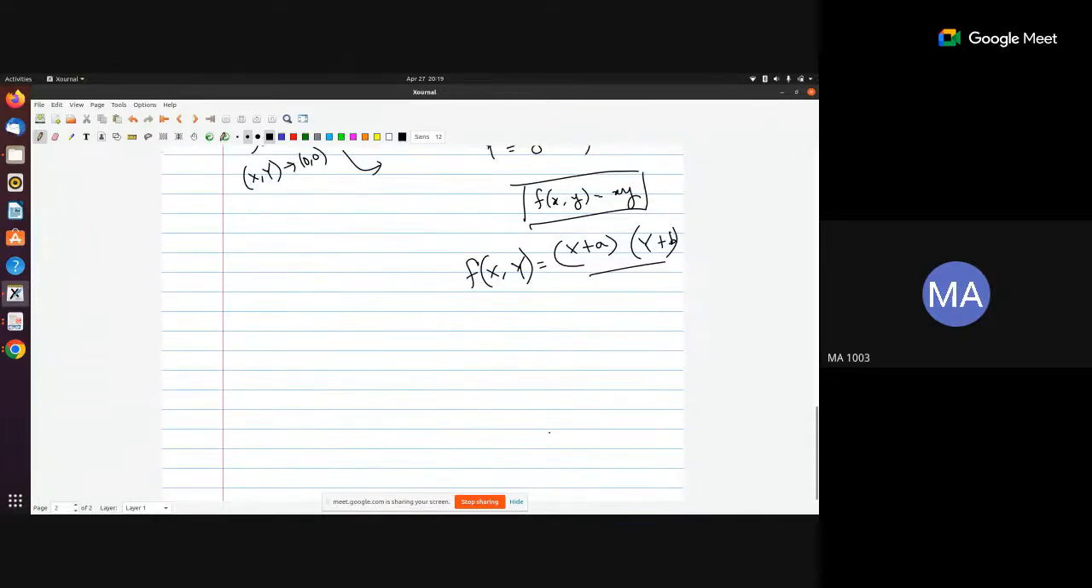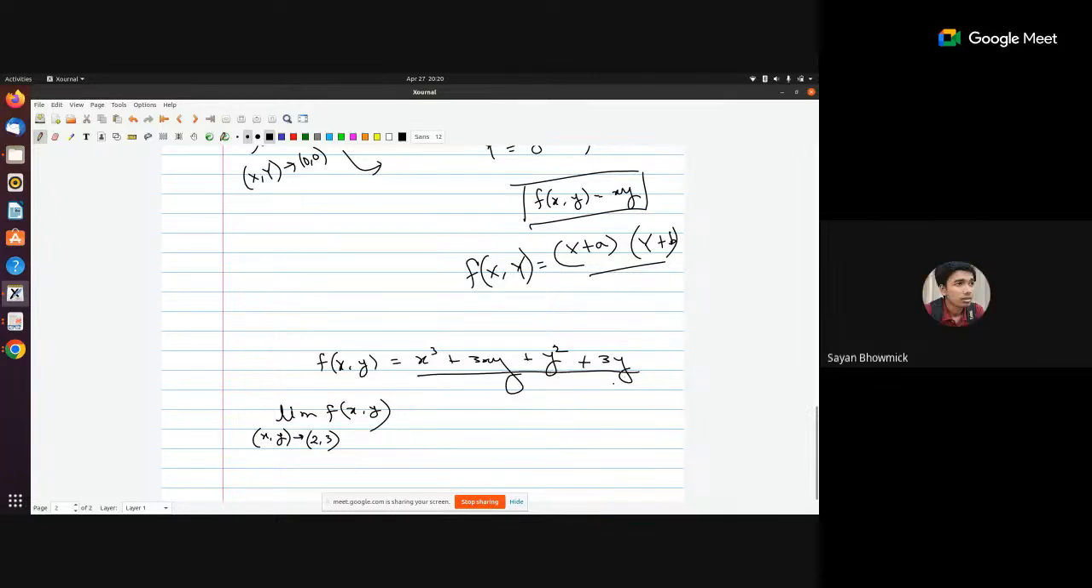Correct. And in some cases, for this type of function, say x cube plus 3x, so a polynomial type of function, if I want you to find the limit at some point, any point, say 2, 3, you can find it, right? How can you do this? We can just substitute the value. Exactly. Because this is a polynomial of x and y, whatever it is, it is always continuous.